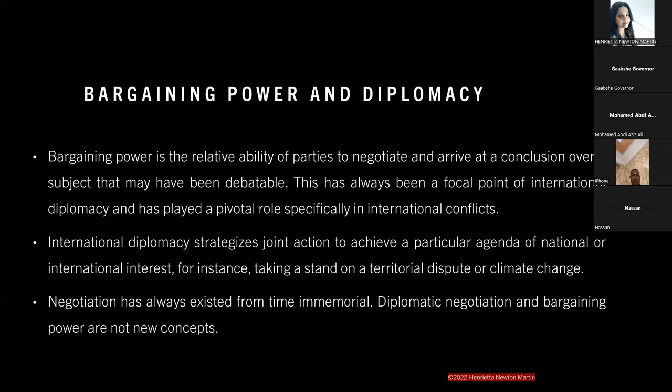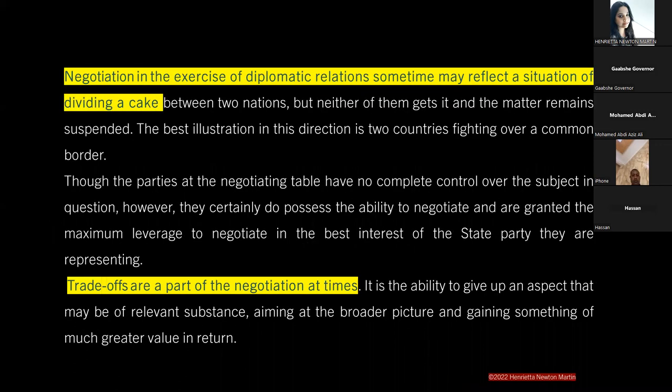Next is negotiation. Of course, we all know that it has always existed from time immemorial, and we do not really know when it began. I feel it has always existed from the time of creation. Diplomatic negotiation and bargaining power are certainly not new concepts. Now, negotiation in diplomatic relations sometimes may reflect a situation of dividing a cake between two nations, but neither of them gets it, and the matter remains suspended. So this is a deadlock situation.